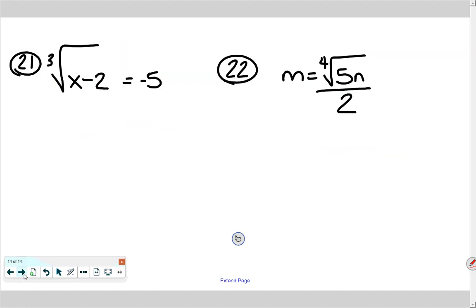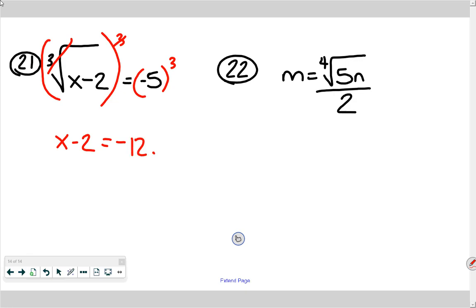Number 21. Same thing, but you can have a negative when you cube. This is not so when you square. So cube this, and cube this. So the cube gets rid of the cube root, which is x minus 2. And then on the other side, we have a negative times a negative, which is positive, times another negative, so it's going to be a negative 125. And then add 2, so we're really subtracting, which gives me a negative 123.